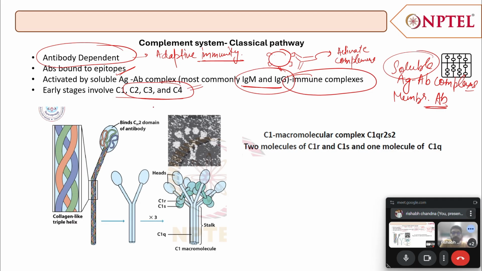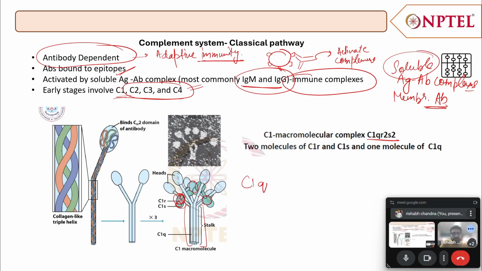Now we'll see the C1 macromolecule and what its structure is. The C1 macromolecule, as we see here, is a complex of C1q, C1r2, and C1s2. As you can see here, this is the C1q. These small proteins are C1r. So there are two molecules of C1r, and two of C1s also. This is how it is represented.